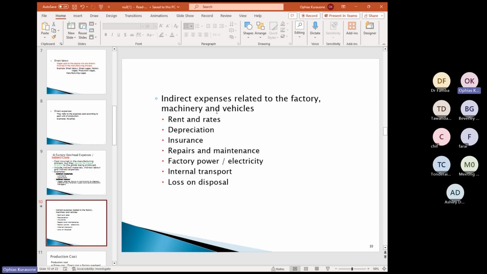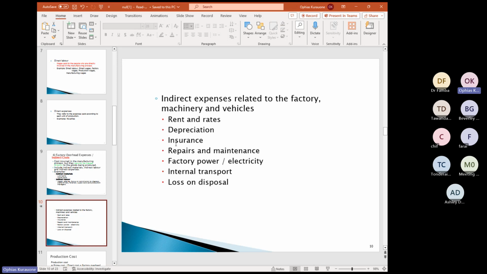Indirect expenses related to the factory, machinery, and vehicles. We're talking about the rent and rates. You need to pay rent where you are, and you need to pay rates to the city council. Depreciation: when the machinery is manufacturing products, it is depreciated. That is the loss of what? Of value, wear and tear.